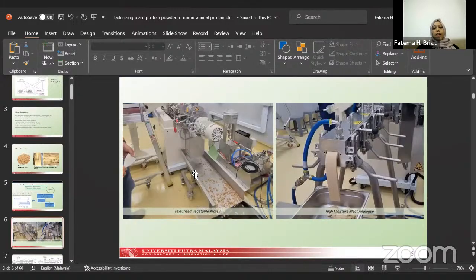Okay, so these are some pictures of the extruder. We have texturized vegetable protein. That's the low moisture content meat analog or meat substitute. You will see that small ball-like shape. They will not look like this kind of high moisture meat analog because the moisture content is very, very low.